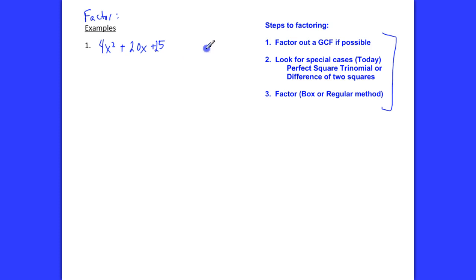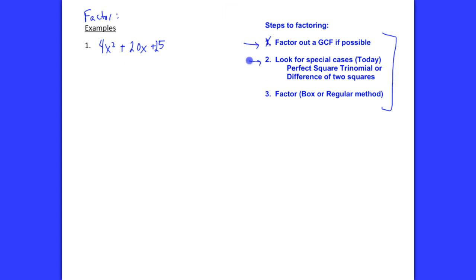But I'm challenging you to try to start to notice and look for these patterns. So number one, I'm going to look to see if I have a common factor. 4x squared, 20x, well that could be a factor of 4, but 4 doesn't go into 25, so I don't see one. So there's no greatest common factor. Okay, so we'll skip that. Now you don't have to write this part down.